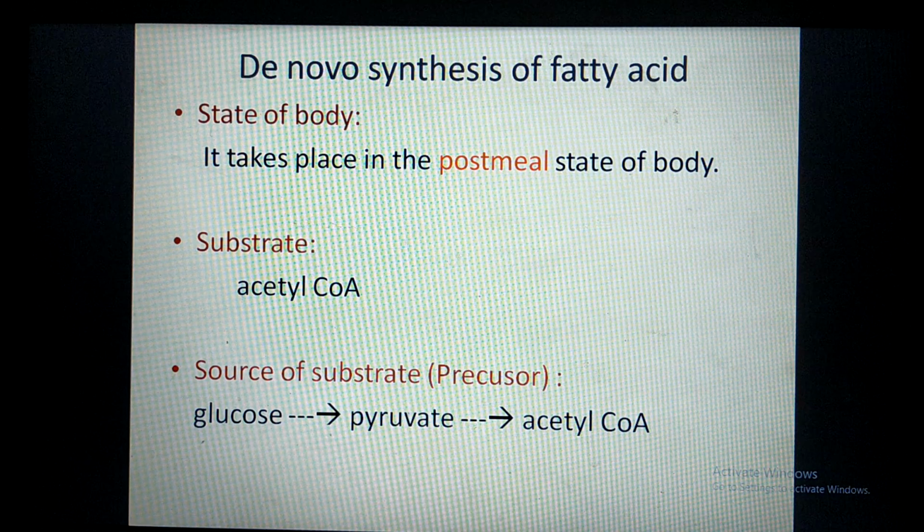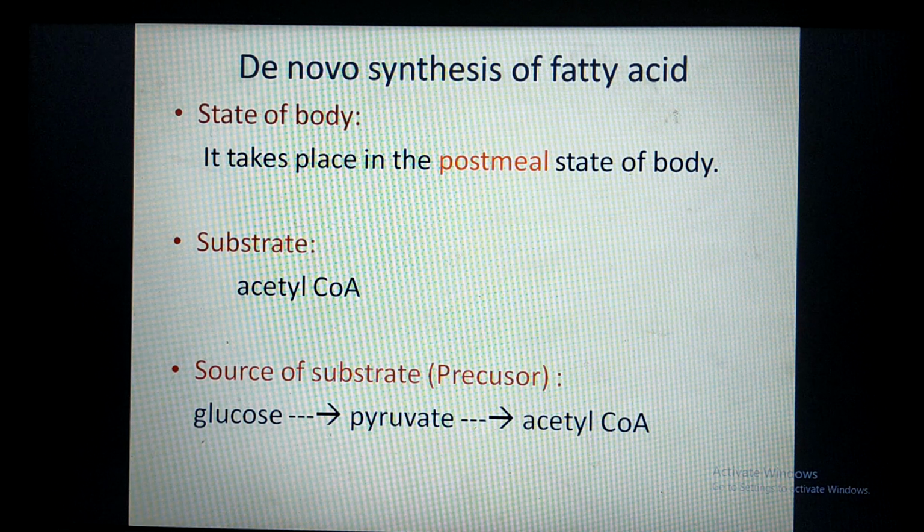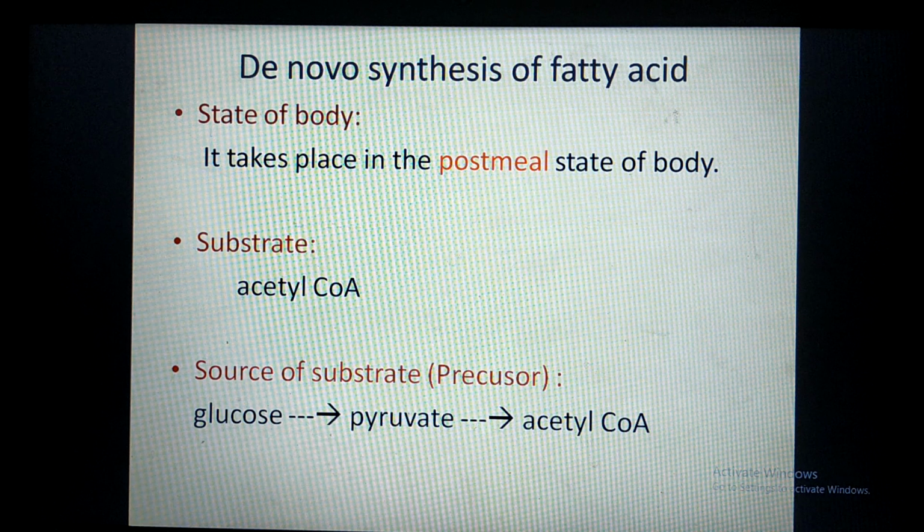Now, what is the source of this acetyl-CoA? The source of acetyl-CoA is glucose. In the post-meal state, glucose is absorbed from the GIT. That glucose enters into the cells. In the cytoplasm, this glucose undergoes glycolysis to form pyruvic acid. This pyruvate enters into the mitochondria, where with the help of the enzyme pyruvate dehydrogenase complex, the pyruvate is converted into acetyl-CoA. So acetyl-CoA is formed in the mitochondria, and the pathway is occurring in the cytoplasm.